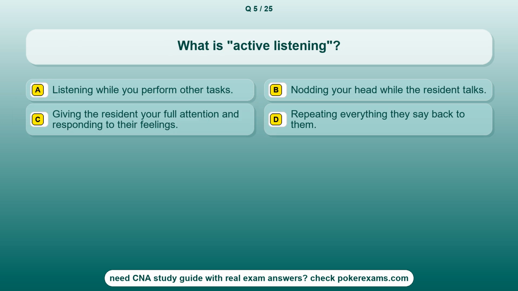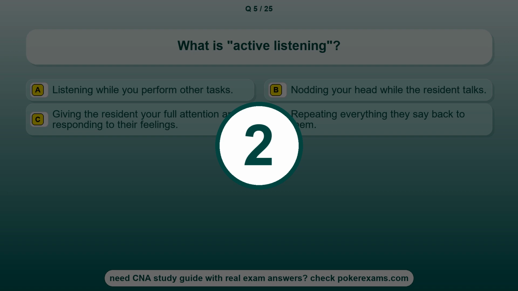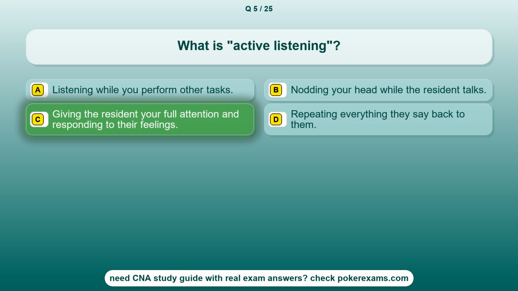Question 5. What is active listening? Option A, listening while you perform other tasks. Option B, nodding your head while the resident talks. Option C, giving the resident your full attention and responding to their feelings. Option D, repeating everything they say back to them. The correct answer is option C, giving the resident your full attention and responding to their feelings.